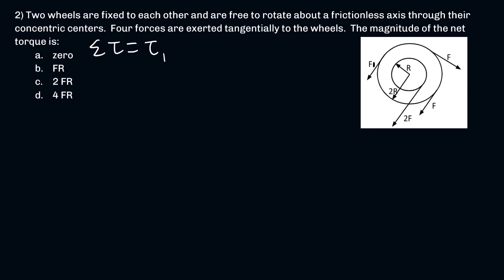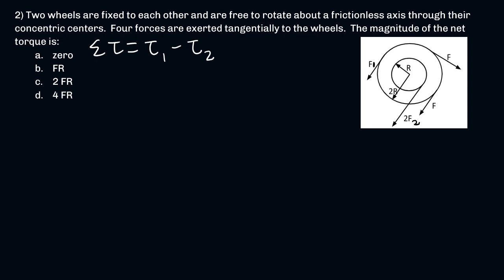The next one that I see here is the torque that is 2F. So I'm going to make this 2 here. And based on the way that that torque is pointed, it is going to turn my wheel clockwise. So if it's going to turn the wheel clockwise, that means that we end up having a negative torque. So torque 2 is going to be negative.